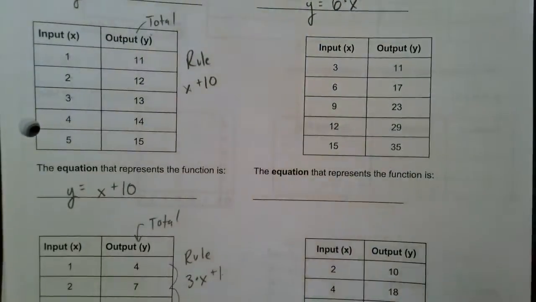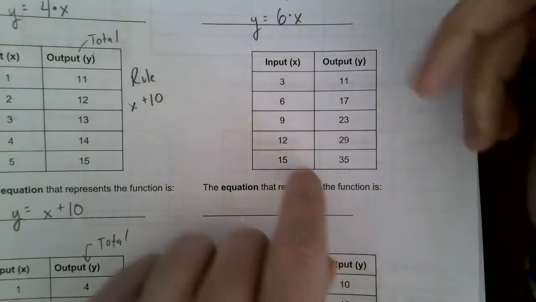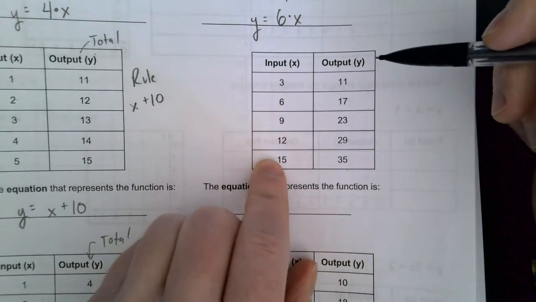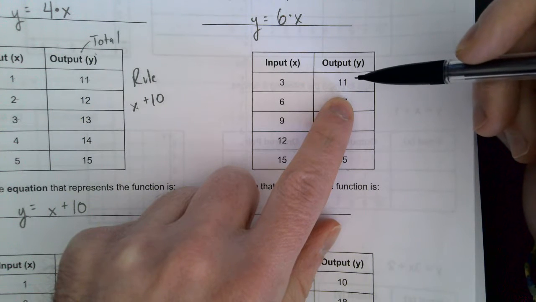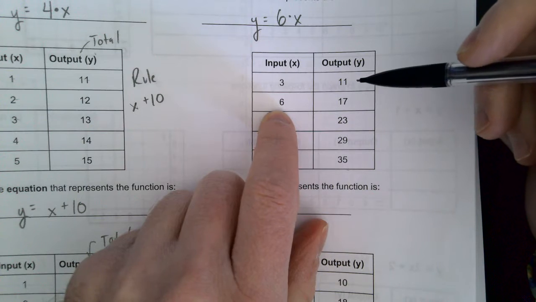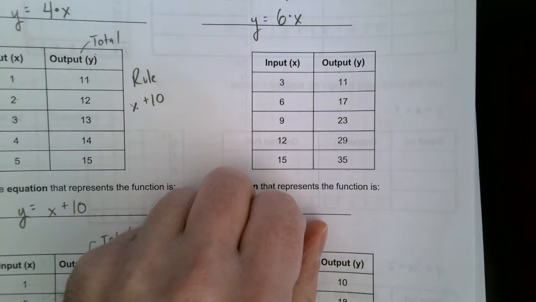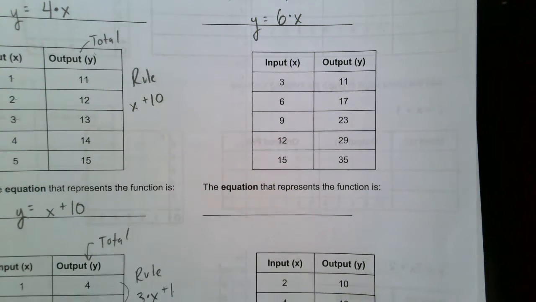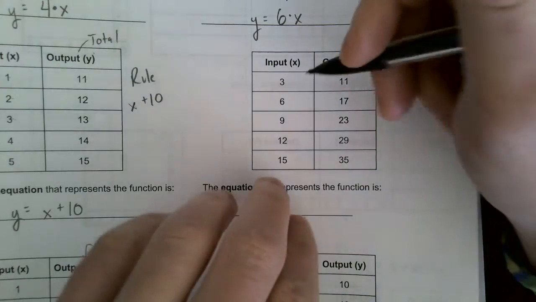Now this one might be a little trickier. Okay, so we got 3, 6. These are going up by 3. How do we get from 3 to 11? We could add 8, but then 6 plus 8 is 14. So we can't really multiply by a whole number to get from 3 to 11. So let's see if we can multiply by something. Maybe multiply by 2. Let's try 2.